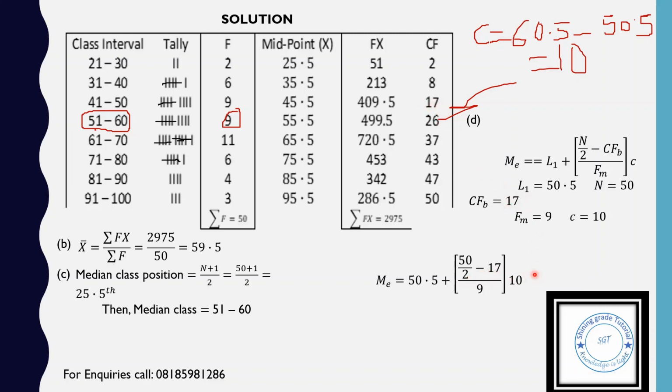So minus 17, over the frequency of the median class, FM, which is 9, multiplied by the class size. The class size is 10. Now, 50 over 2 is 25. Take your time and write this: 50.5 plus 25 minus 17 over 9 multiplied by 10. You find the difference first. 25 minus 17 is 8, over 9 times 10, which is 8.89. Adding 50.5 to that gives us 59.39.